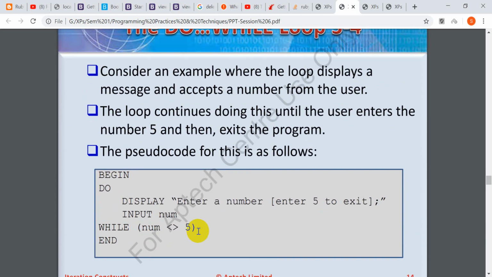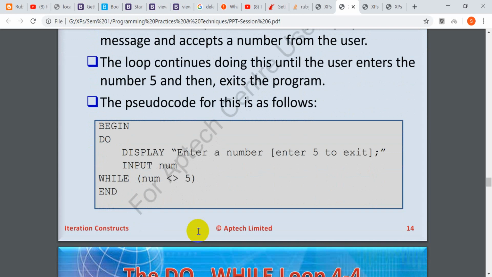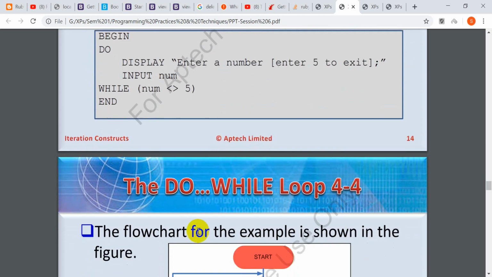Here I said, consider an example where the loop displays a message and accepts a number from the user. The loop continues doing this until the user enters the number 5 and then exits the program. And this is the code. It begins by displaying enter a number, enter 5 to exit. Input num, while num, what sign is this? While num is not equals to 5, end. So if num is not equals to 5, it will keep on telling you enter number, enter number, on a while condition again. But once the number is equals to 5, it will just stop the program. Do you understand? So that's how it is.